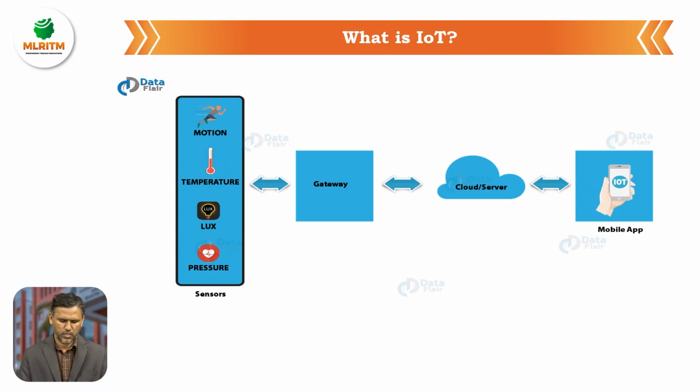So here you can observe the different sensors are collecting the data and giving it to the cloud gateways, and also giving it to the cloud services, and also sending the data to the mobile apps.